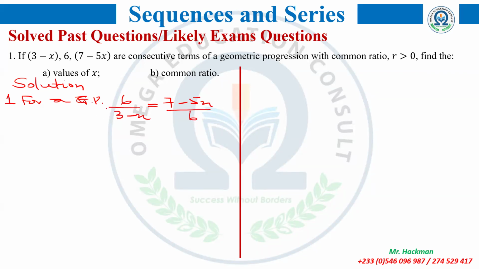So now you can see that with this, we are more than good to go. You form your equation in x, and you should be able to find your x. Is my point well made? So now we are going to cross multiply. This is now an equation. We will cross multiply. This will be 6 times 6, which will give us 36, and that will be equal to 3 minus x times 7 minus 5x.